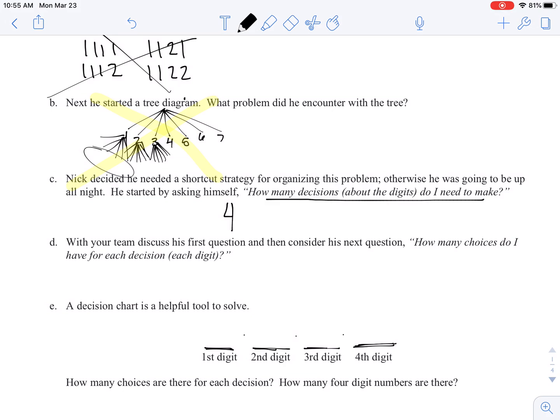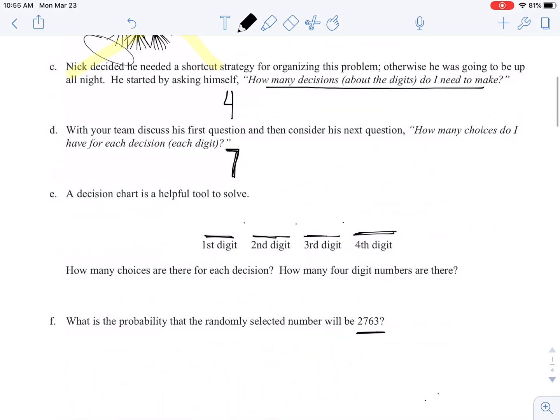His next question is, how many choices do I have for each decision? Well, I have 7 choices for each decision because that's how many possible digits I can choose from. We're going to use a decision chart as a tool to solve. So for my decision chart, I lay out these 4 slots here for each of the digits that I need to choose. And then I put how many choices I have for each digit in each slot. And then I just multiply them together. So I'm going to take 7 times 7 times 7 times 7.